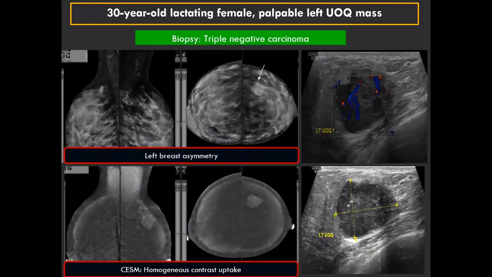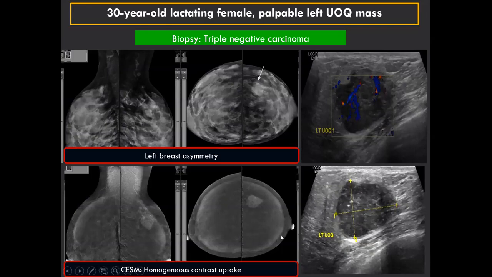And usually in this type of triple negative breast cancer, they respond well to chemotherapy, and the chemotherapy is usually given before the operation, which we call the neoadjuvant chemotherapy, and not after the operation. And we have to follow up the patient, whether she is a responder or not. And for this reason, the contrast mammography is very important.